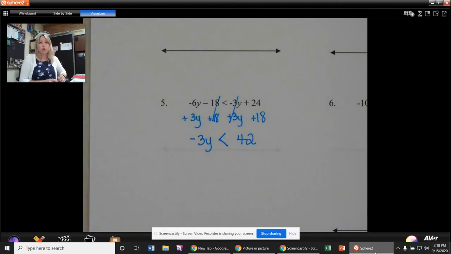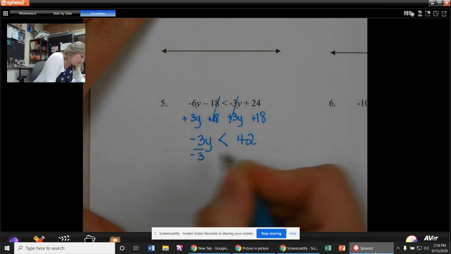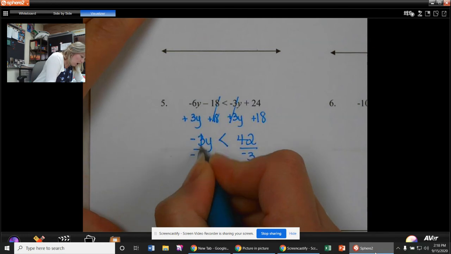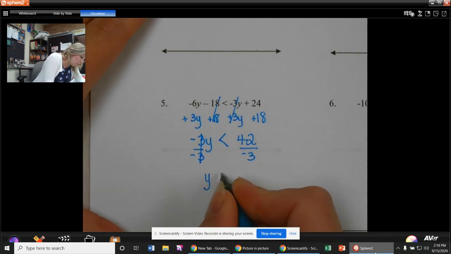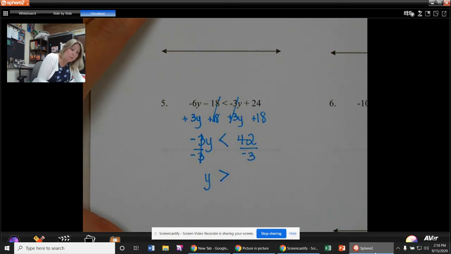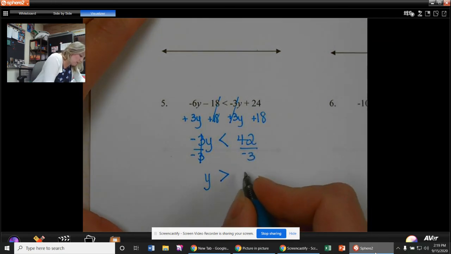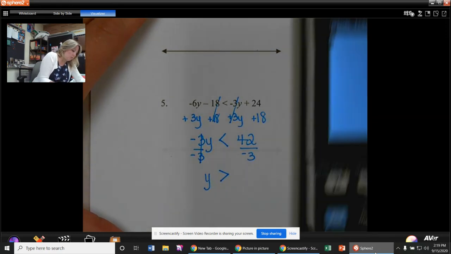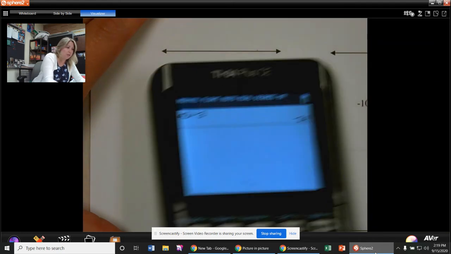24 plus 18, 42. Now, the opposite of multiplying by negative 3 is divide both sides by negative 3. So let's do that. I am dividing by a negative to get my 1y alone, so my inequality sign has to flip over. And now 42 divided by negative 3, I'm pretty sure it's 14, but yeah, there we go. 14.